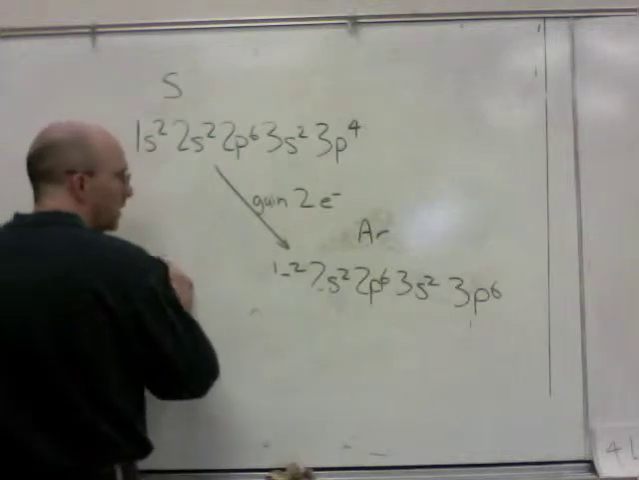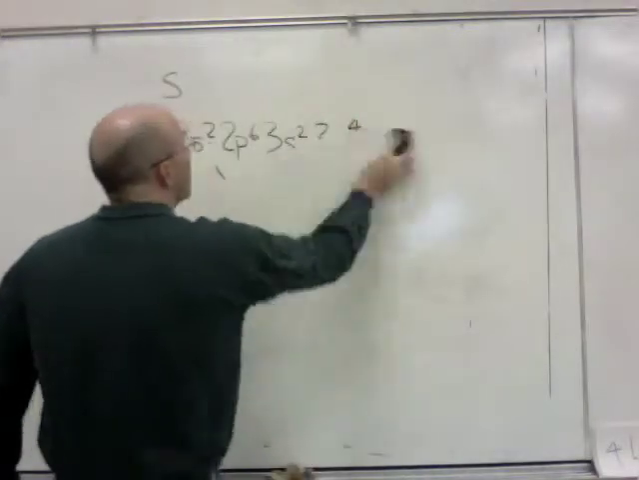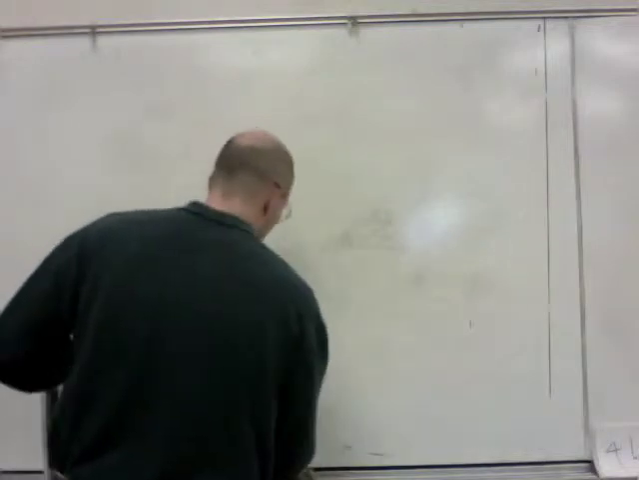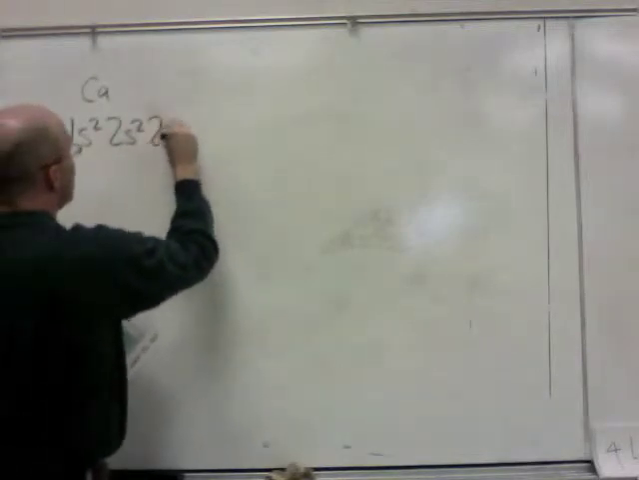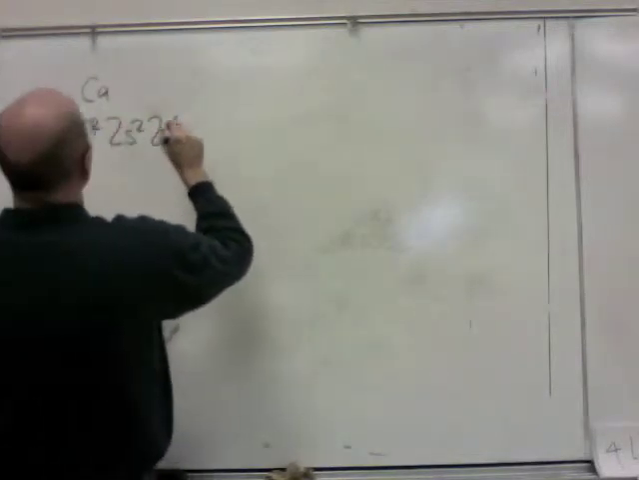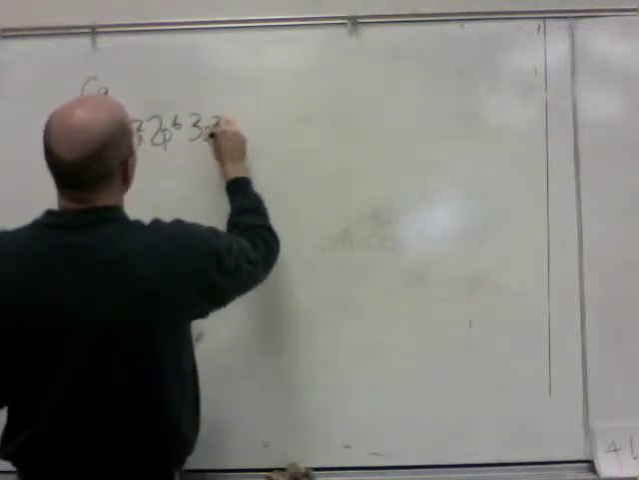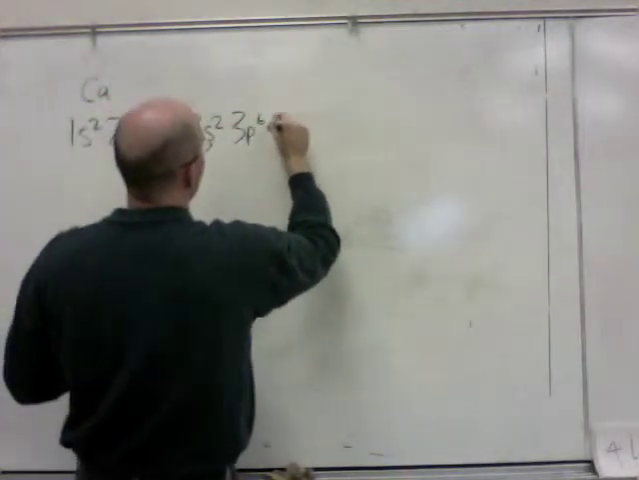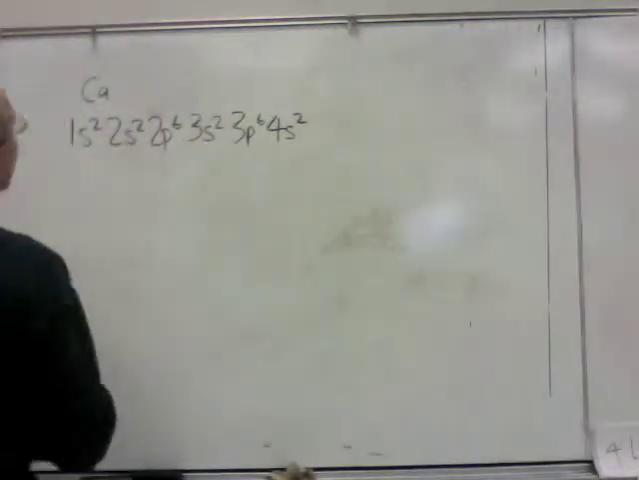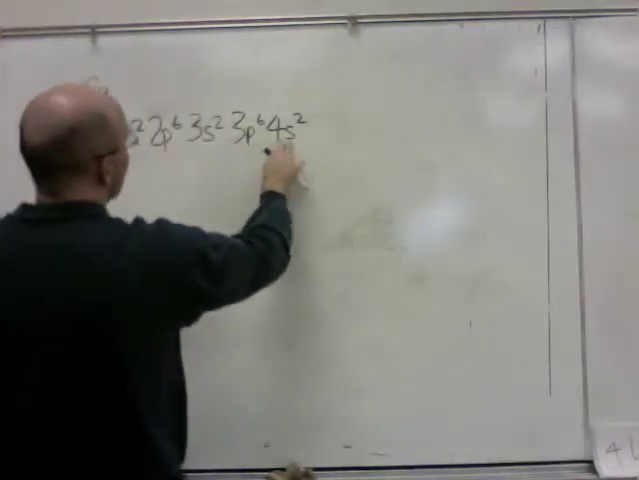All right, one more, and then we'll move along. Let's try calcium. Okay, calcium's electron configuration is 1s2, 2s2, 2p6, 3s2, 3p6, 4s2. Okay, calcium's got 20, that's 10, that's 20.